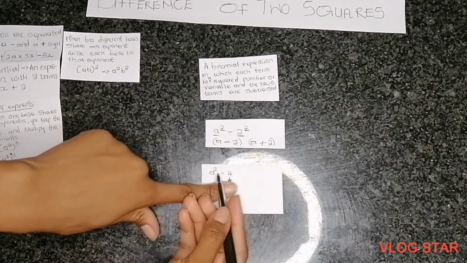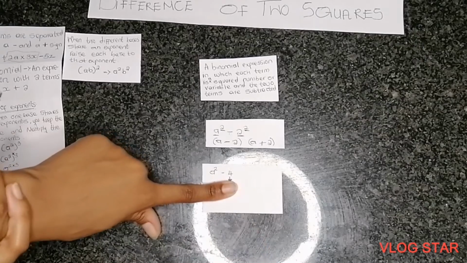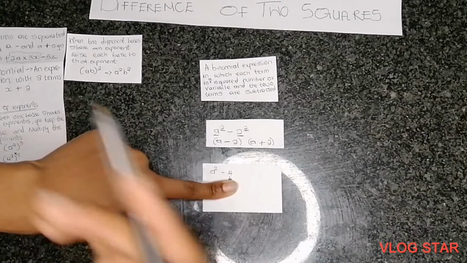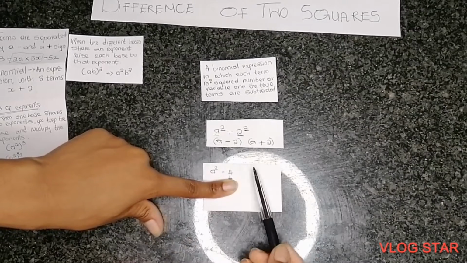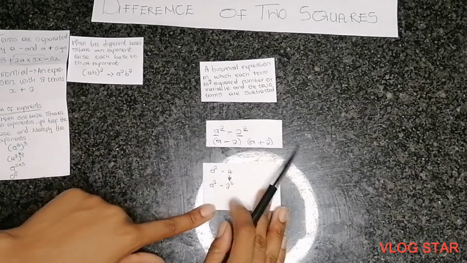So you have an expression like this, which is a squared minus 4. You might wonder, is this not a difference of two squares? Well, this is also a difference of two squares. Why? Because you can write this 4 in terms of squared like this.